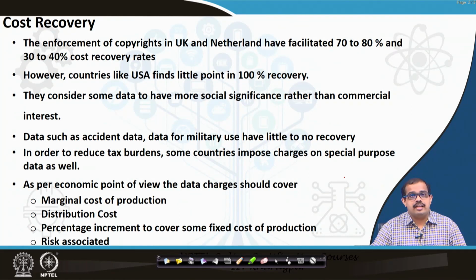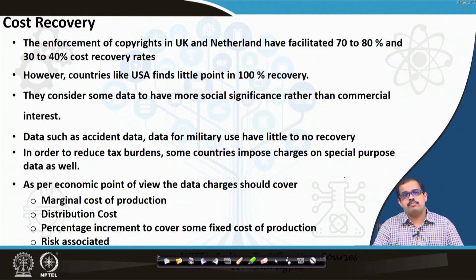They consider some data to have more social significance than commercial interest when you are looking at US data. Data such as accident data and data for military use may have little or no recovery at all. So, those should not be in this pricing bracket. Keep that in mind. So, from an economic point of view, you should have a marginal cost of production, distribution cost, and a percentage increment to cover some fixed cost of production and the risk associated.